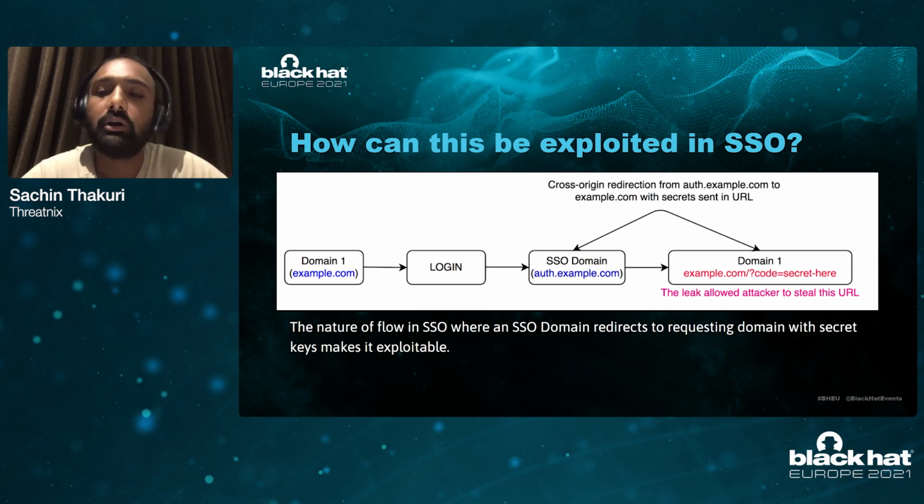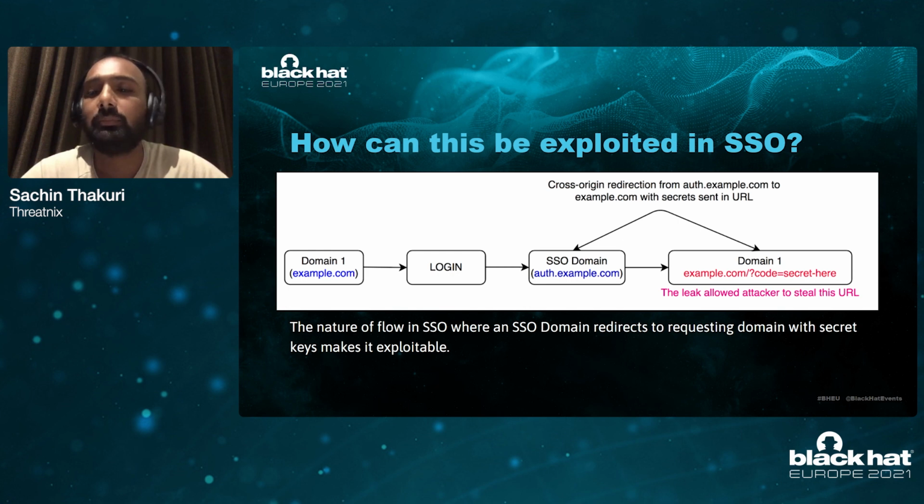Now, the common practice while implementing SSO is to use a different subdomain or an entirely different domain, which then doesn't meet the criteria to be defined as same origin. So the final redirection from the SSO domain to the final domain, in the case shown in the figure, from auth.example.com to example.com, will be cross-origin, thus allowing an attacker to steal the final redirection URL.